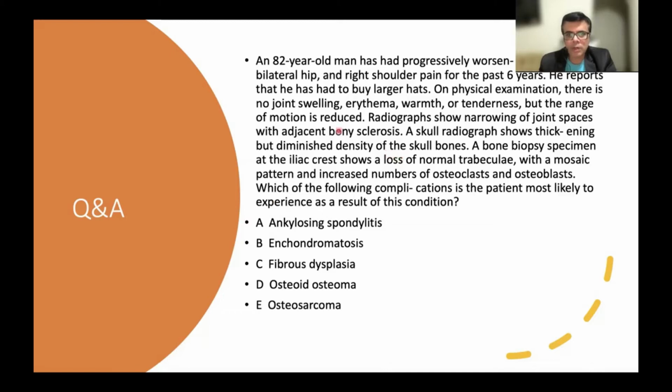So remember the important features: 82-year-old, progressively increasing pain over different bones, increasing head size, and bone biopsy shows loss of normal trabeculae. The mosaic pattern is extremely important. There is an increased number of osteoclasts and osteoblasts, that is again a high yield feature. So all these features are in favor of Paget's disease of bone, and Paget's disease of bone predisposes clearly to osteosarcoma. So we will discuss now the salient features of Paget's disease. It will be very clear that this particular case was a case of Paget's disease.